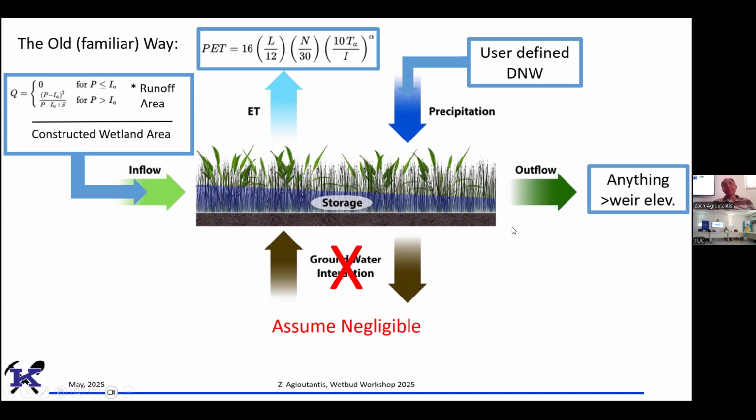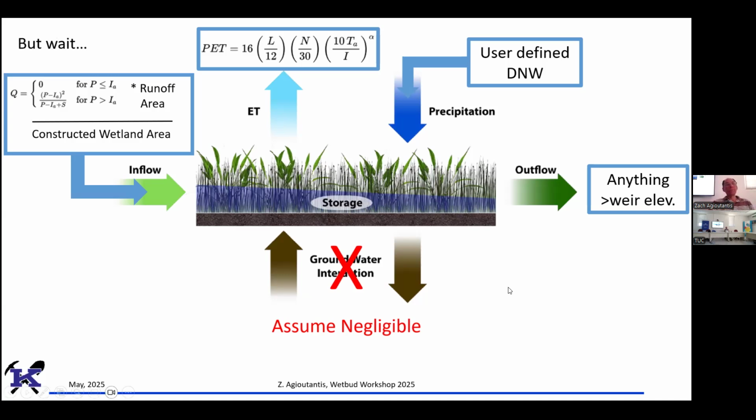And if we have more water, and that water goes over the weir, which is a small dam at the end of the wetland, it will go over the weir, we consider that outflow, and the rest stays in the wetland, and it's storage. So that's the old traditional way. You could do that in a spreadsheet.